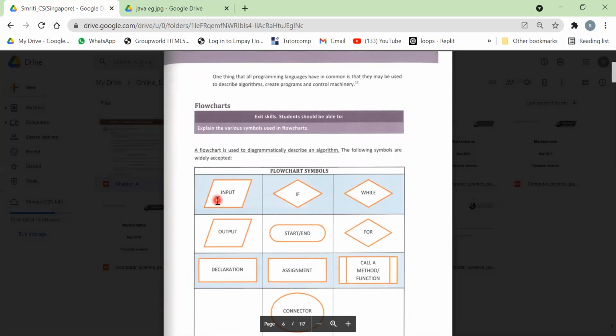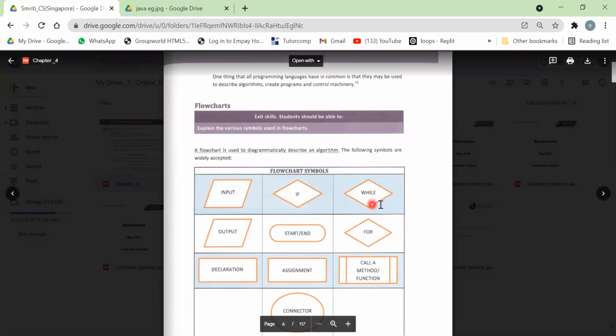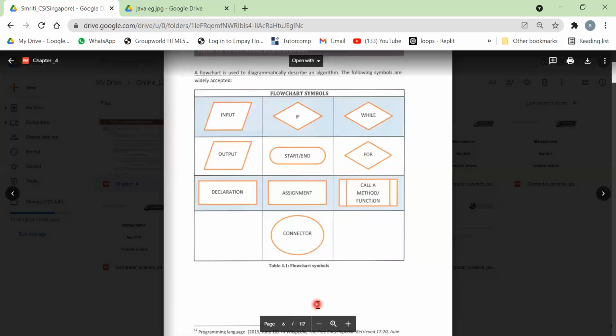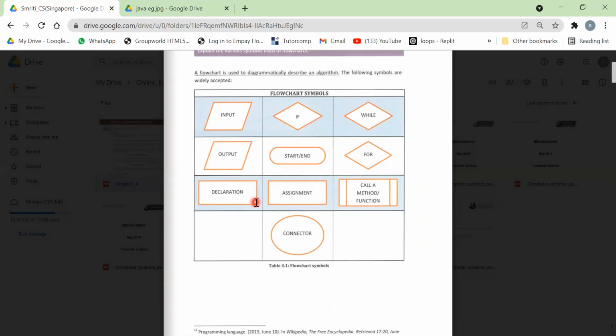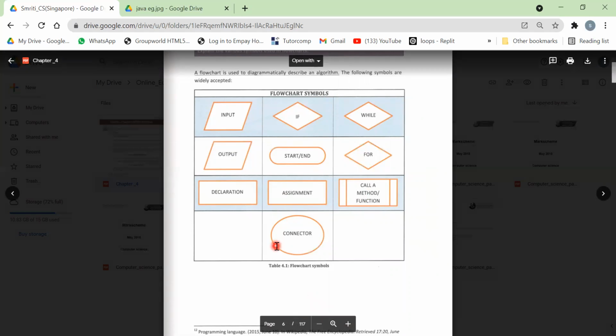Okay, so let us have a quick look at the important keywords. As we already discussed, we studied flowcharts, where we had these pictorial representations, symbols, which we can use to design an algorithm in a graphical format. Input, if, while statements, start, end, connector, and these symbols are the prototypes. You need to use them exactly the way they have been mentioned.